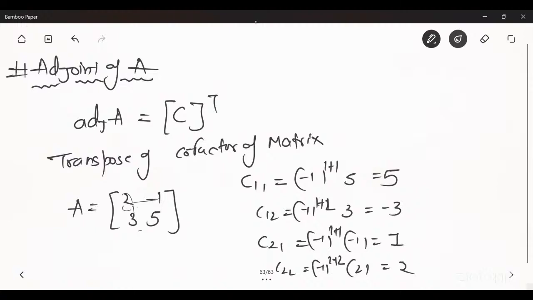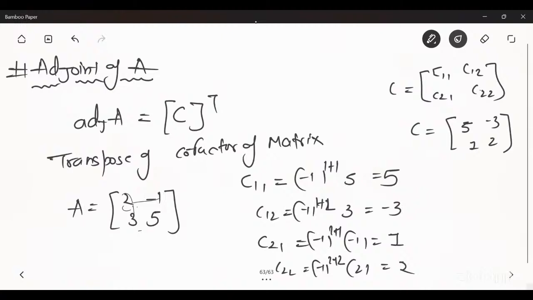Now if you take the matrix of cofactors, so C11, C12, C21, C22. So that was the matrix of cofactors. C11 is 5, C12 is minus 3, C21 is 1, and C22 is 2. Now, adjoint is the transpose of the cofactor matrix. So 5, 1, minus 3, 2 will be the adjoint of that matrix. Similarly, you can find the adjoint of a 3 by 3 matrix. Suppose a matrix will be there.